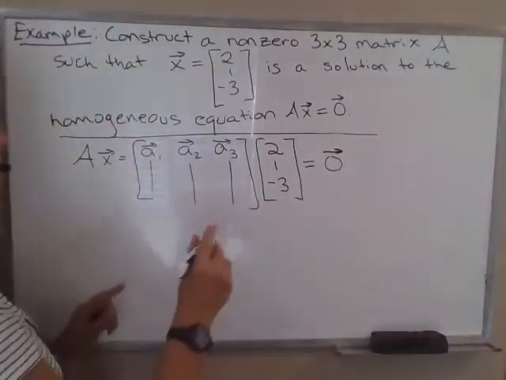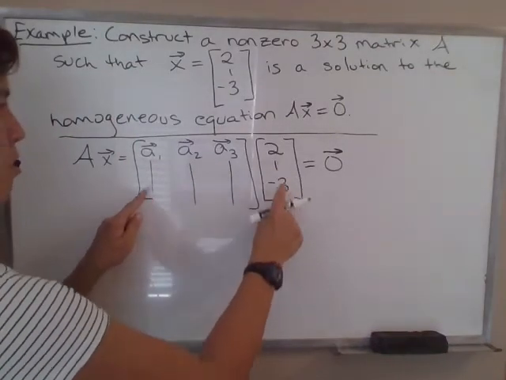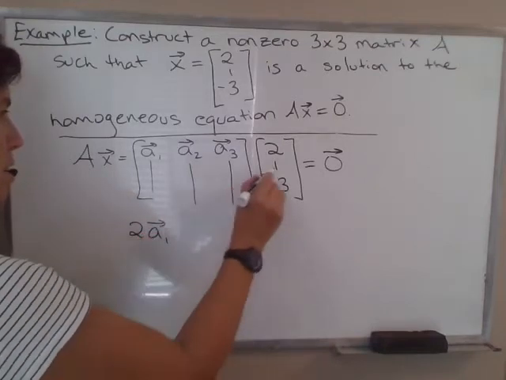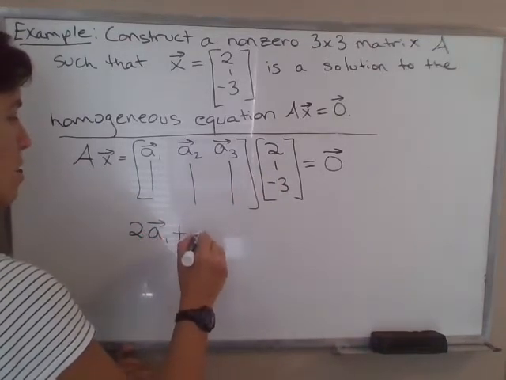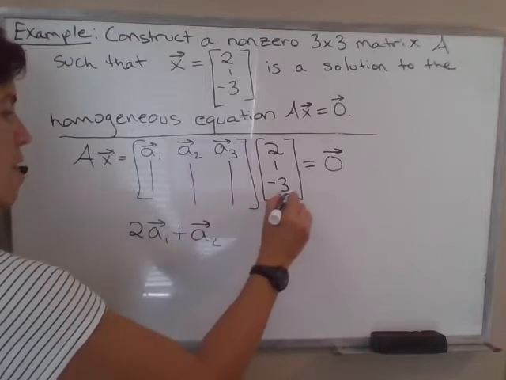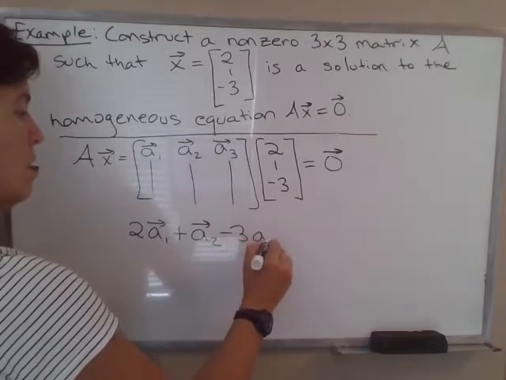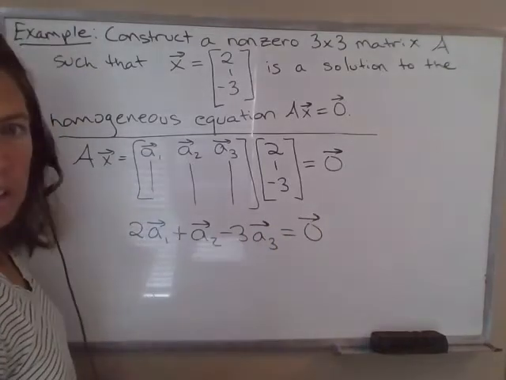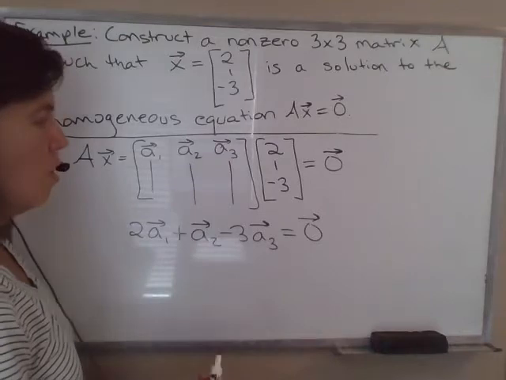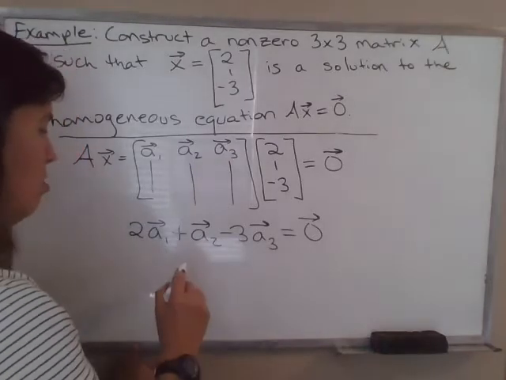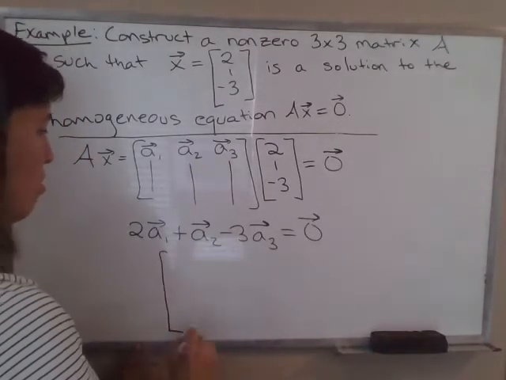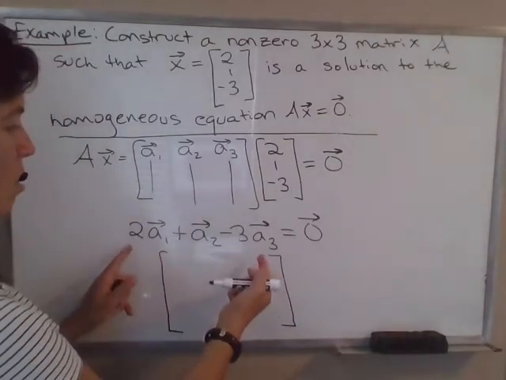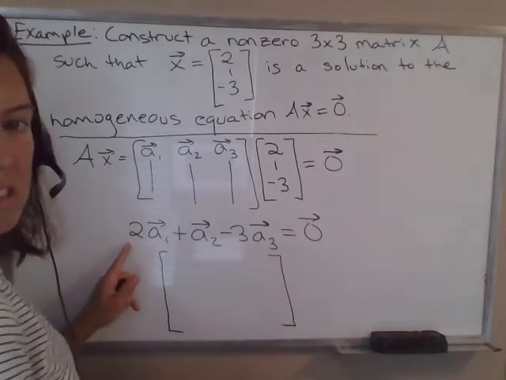So matrix times a vector: first entry, 2, times the first column of A, second entry, 1, times the second column of A, and third entry, -3, times the third column of A. That gives us this equation. What we need to do is build a 3 by 3 matrix with columns A1, A2, A3 that satisfies this equation.